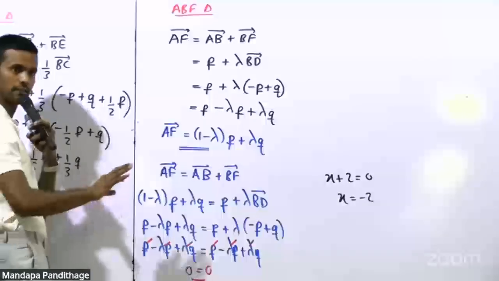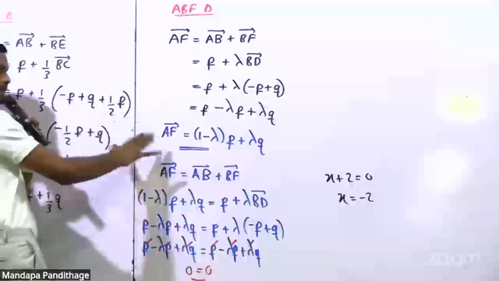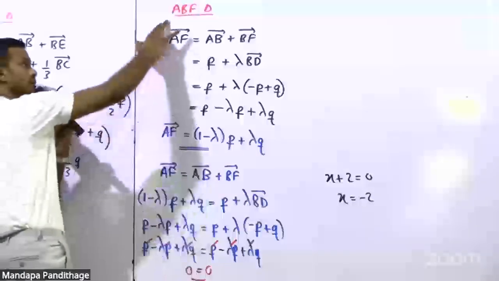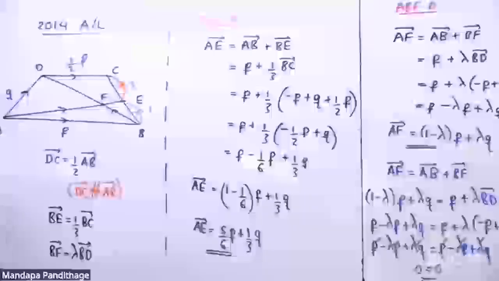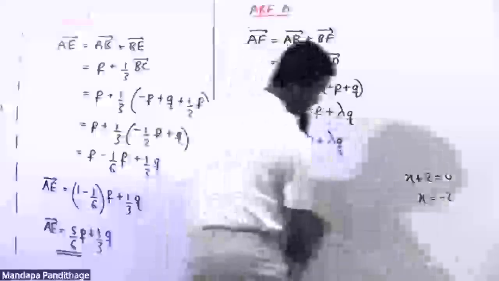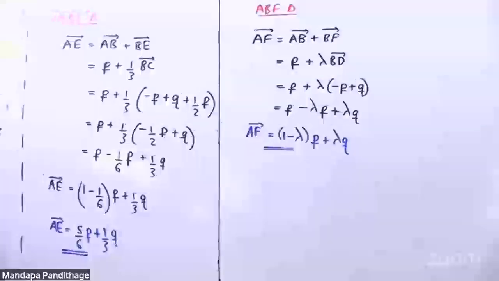Is it clear? Hands up if that part is clear. Okay, so what is the problem that I have? I can't apply vector addition to triangle ABF. So I need to build a relationship between the two vectors AF and AE.